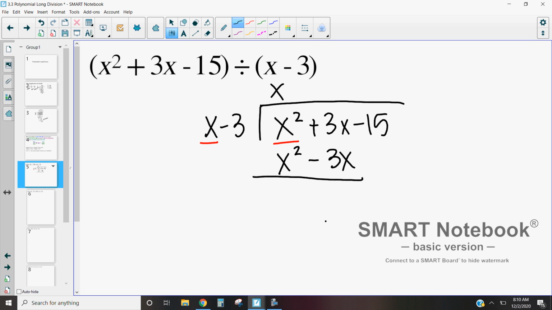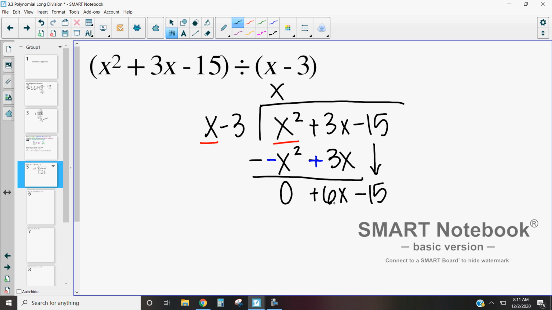And then we are going to subtract those things. Now, one thing that really helps me when I'm subtracting is that I actually change my signs. So this one is a minus sign, this one turns into a plus, just so that I can see, and then I can add those numbers straight down. So x squared plus negative x squared is 0. Positive 3x plus 3x is 6x, and then we're going to bring down our minus 15, just like we were before.